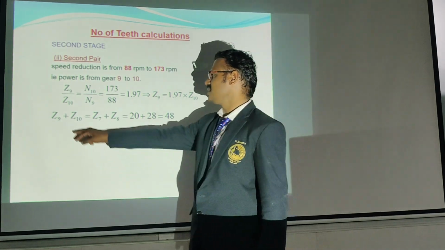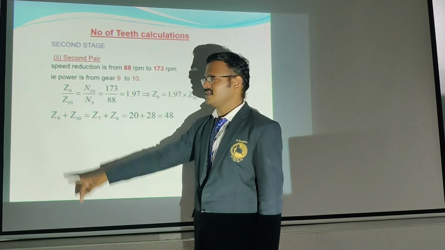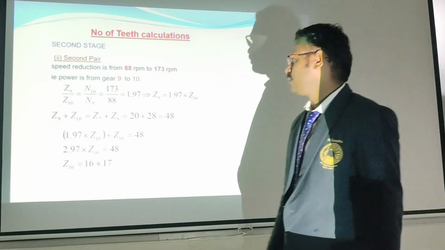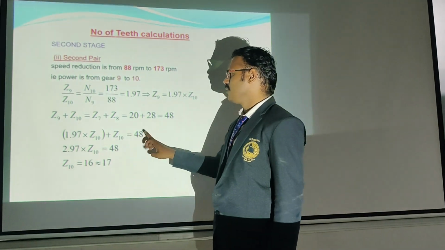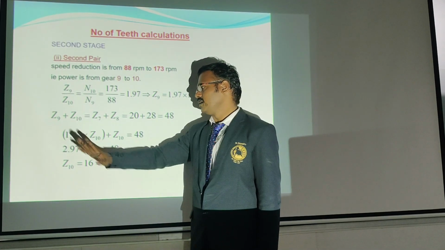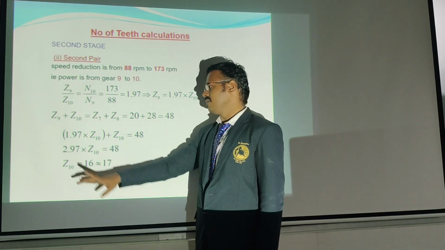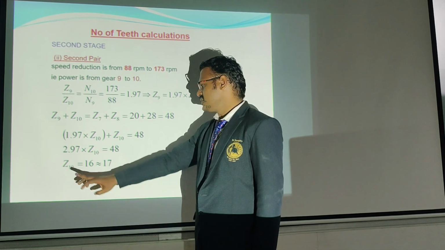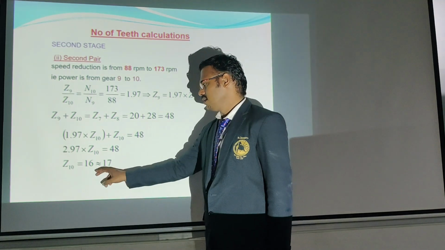So we can easily solve. Instead of Z9, I can substitute this value, 1.97 times Z10. So 1.97 times Z10 plus Z10 equals 48. Here Z10 is common, so I am going to take Z10 as common. So 1 plus 1.97 will be 2.97 into Z10 equals 48. So Z10 value will be approximately 16.